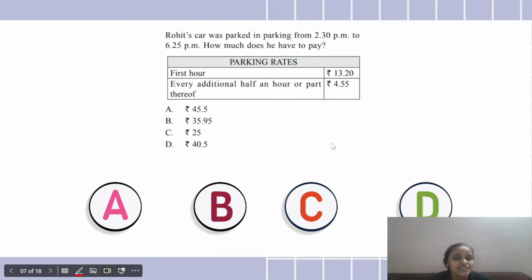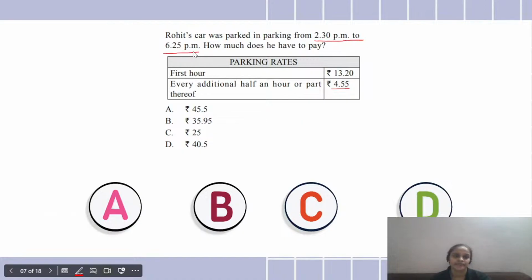Rohit's car was parked in the parking from 2:30 p.m. to 6:25 p.m. How much does he have to pay? For the first hour, he has to pay 13.20 rupees, and for every additional half an hour or part thereof, you have to pay 4.55 rupees. So in total, how much did he pay from 2:30 p.m. to 6:25 p.m.?